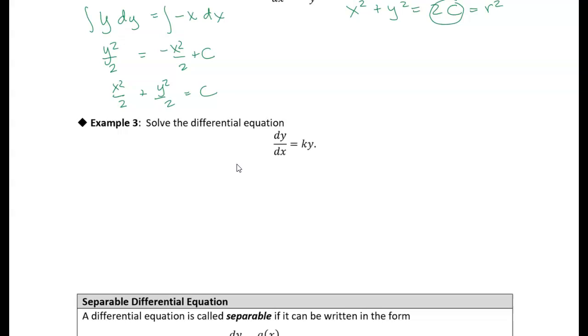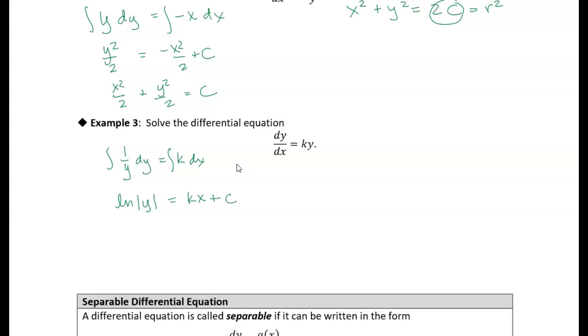All right. The way we're going to separate these variables is to divide both sides by y and multiply both sides by dx. So we end up with 1 over y dy is equal to k dx. Okay? Now we've got the variables separated and we can just integrate both sides. So we get the natural log of y is equal to kx plus c. Don't forget your plus c.